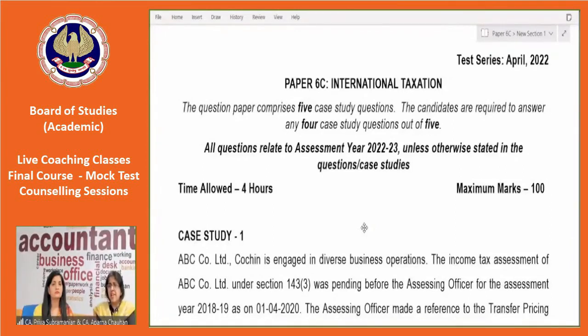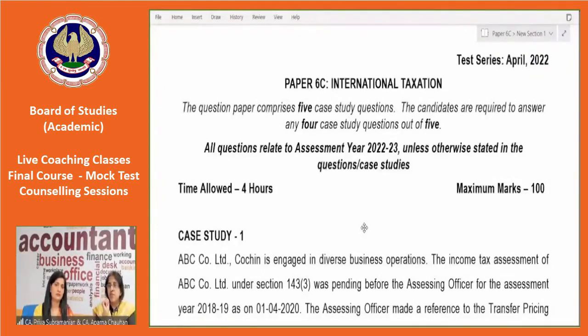Then afterwards, the secondary adjustment, 92CE and 94B, interest, excess interest. Sometimes there's an interplay when interest comes by way of an arm's length adjustment, plus you have to apply that 94B, and that you have to take care. What are the specific requirements under both the sections? We have one question like that in our MTP also.